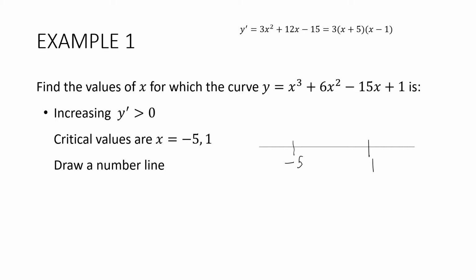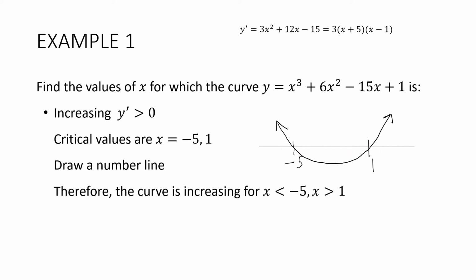Now this is a positive parabola, so it's going to come down through here and up through there, so I'm just going to sketch it quickly. We want to know where this parabola is greater than 0, greater than the x-axis, or above it. So that's going to be here and here. So the curve is increasing for x is less than -5 or x is greater than 1.